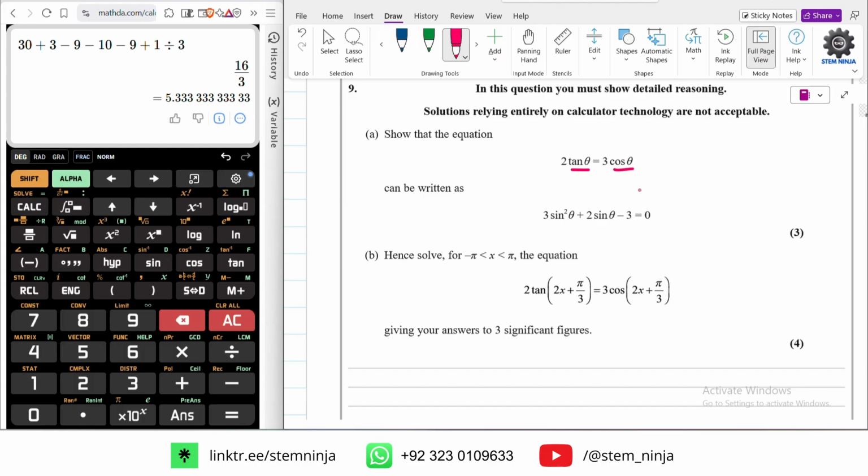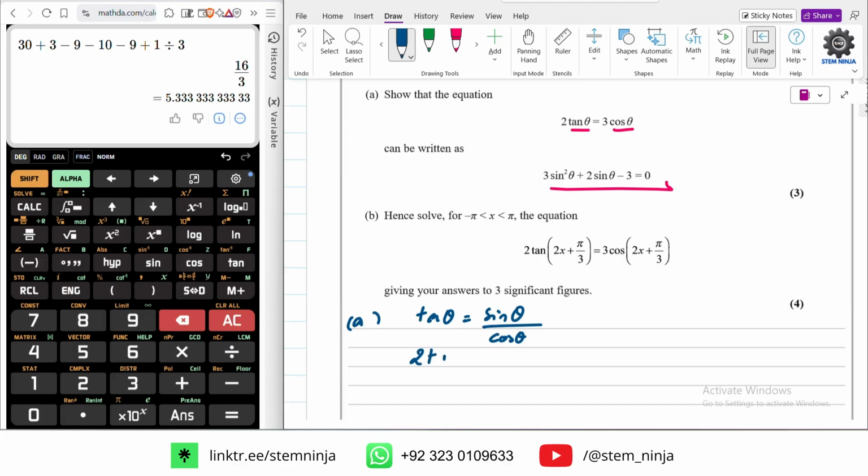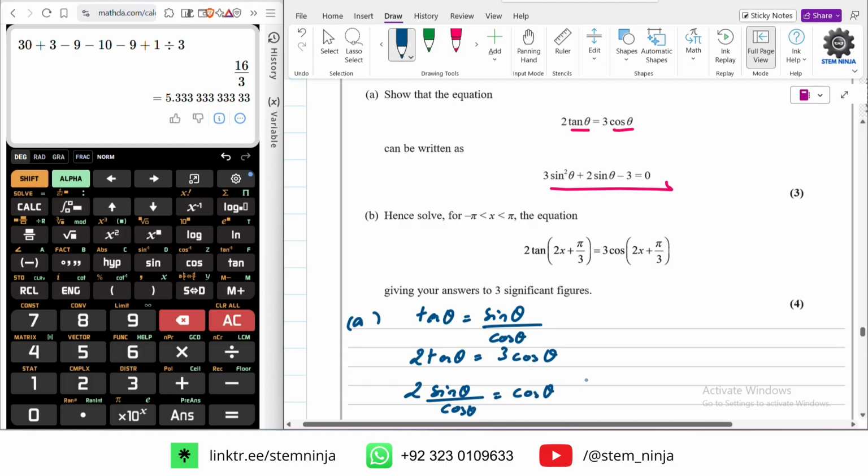So notice that we're turning this into an equation of sine squared. Okay, so we know tan theta can be written as sine theta over cos theta. So 2 tan theta equals 3 cos theta can be written as 2 sine theta over cos theta equals 3 cos theta. Now cross multiply, you get 2 sine theta equals 3 cos squared theta.